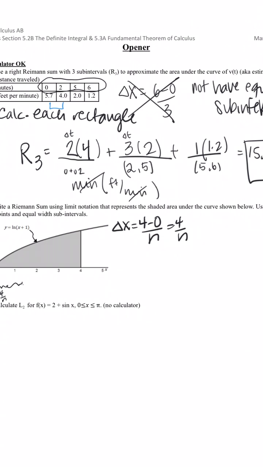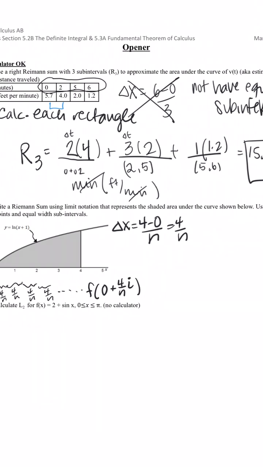Now, it doesn't mean only 4 rectangles. It means I'm doing this as n goes to infinity. And so this means that my function is going to be starting at 0 and then going 4 over n every interval, n number of times.